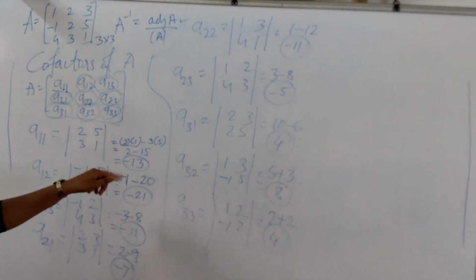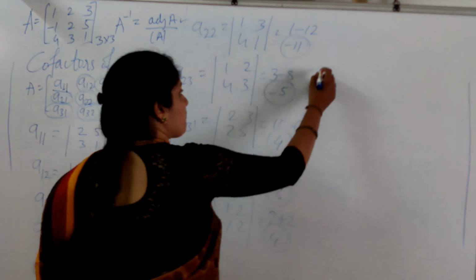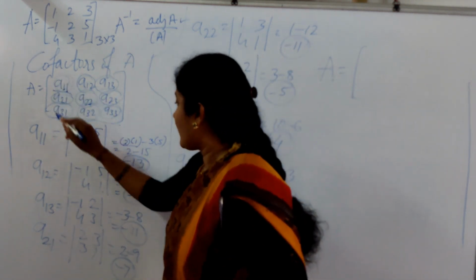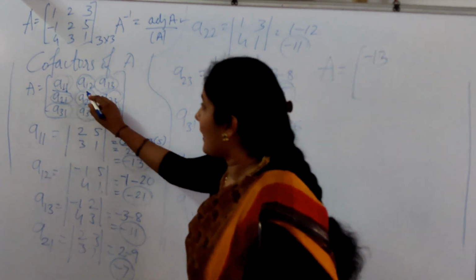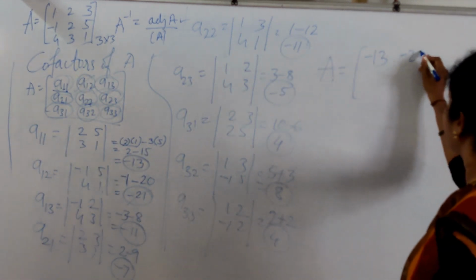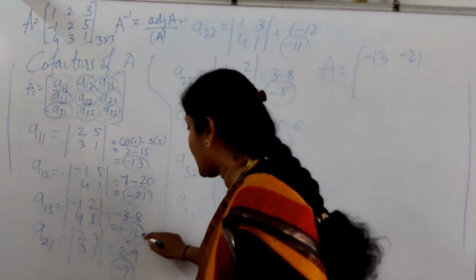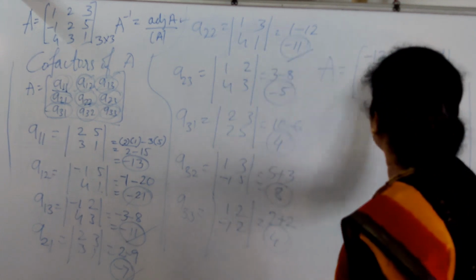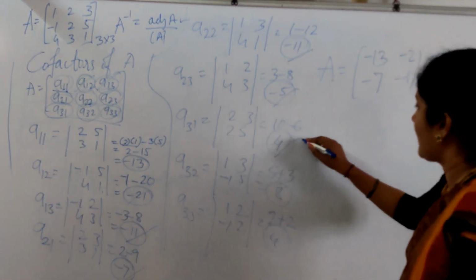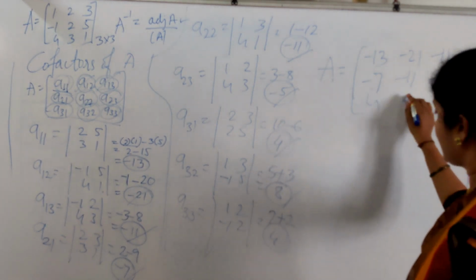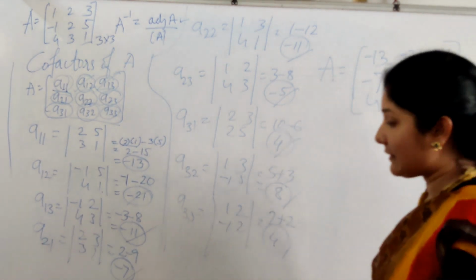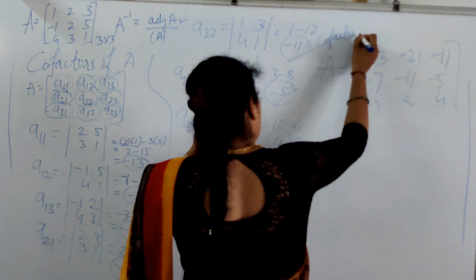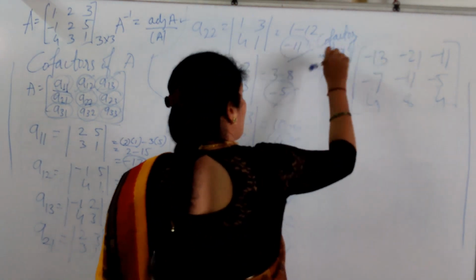So now we need to write the cofactor matrix. How to write that? A11 first, minus 13. Next, A12, minus 21. Next, A13, that is minus 11. Next, A21, minus 7. A22, minus 11. Next, minus 5. Then 8, 4. 4. So, this is the cofactor matrix of A.